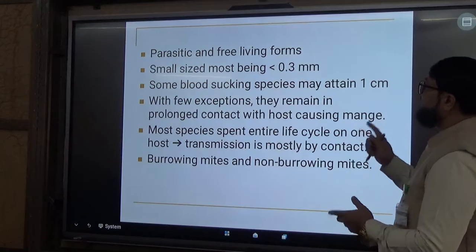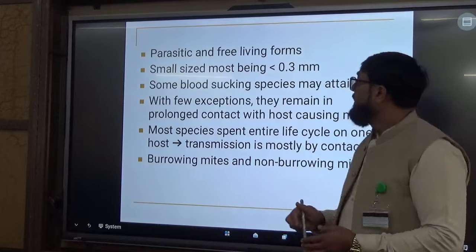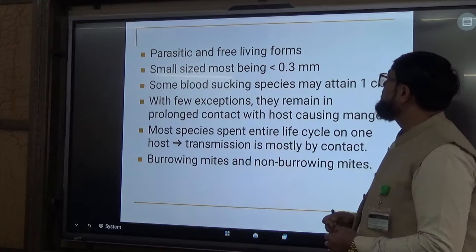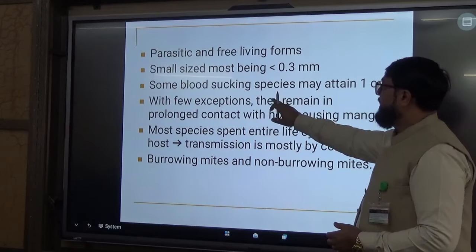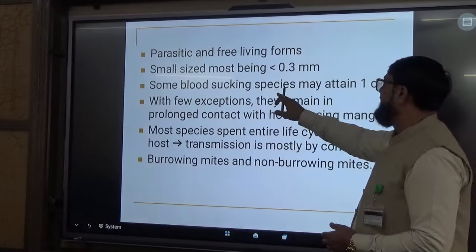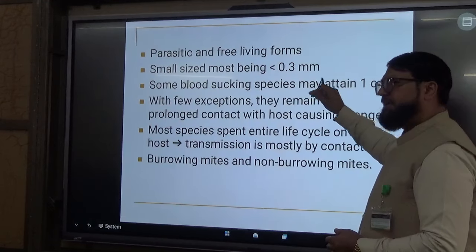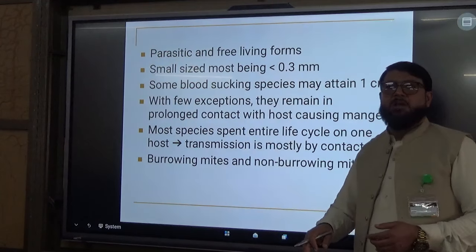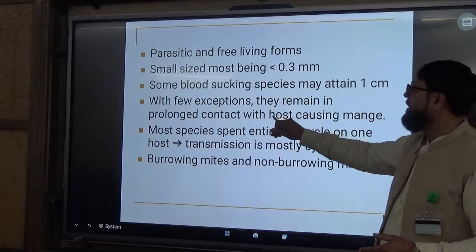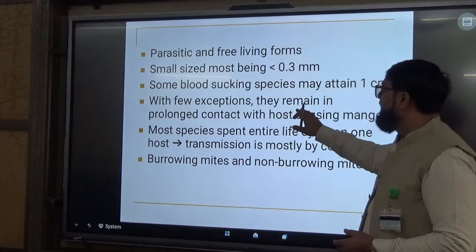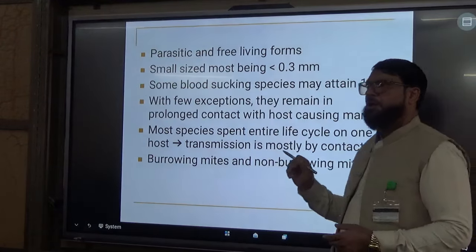They have parasitic and free-living forms, because not all of the stages are parasitic, and they are small in size, most being less than 0.3 millimeter. Some of the blood-sucking species may attain 1 centimeter. They are very small and they reach very deep into the skin to reach up to the bloodstream. But most of the time they are not relying on the blood. With few exceptions, they remain in prolonged contact with the host, causing mange.